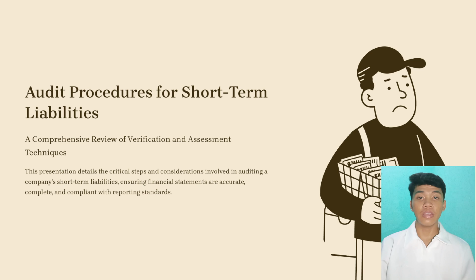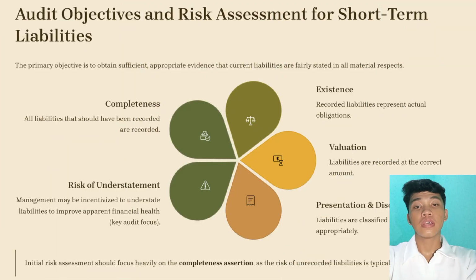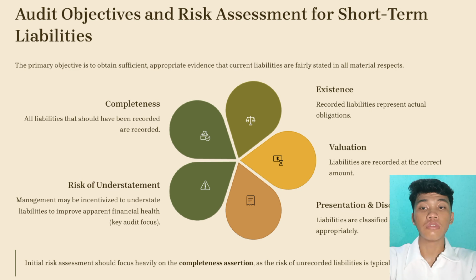So let's discuss now. On the next slide, there is audit objective and risk assessment for short-term liabilities. The primary objective is to obtain sufficient appropriate evidence that current liabilities are fairly stated in all material respects. So there is number one, completeness, and the second, risk of understatement, and number two, existence, and the next, valuation, and the last, presentation and disclosure.